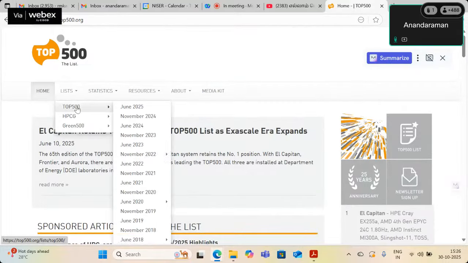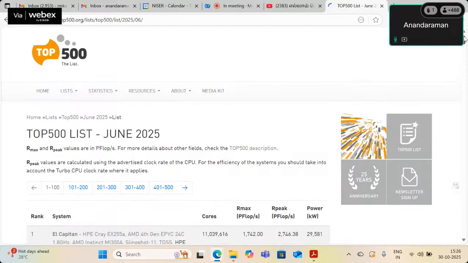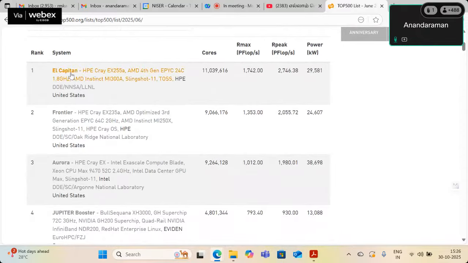You can see this is the top500.org list. This list is updated every 6 months. The top supercomputer in the world now is Captain. It has this many cores, and its performance is in petaflops, 10 power 15, so 1742 petaflop. So this much calculation can go. Rpeak is the theoretical value and this is the practical value, usually 60 to 70%.